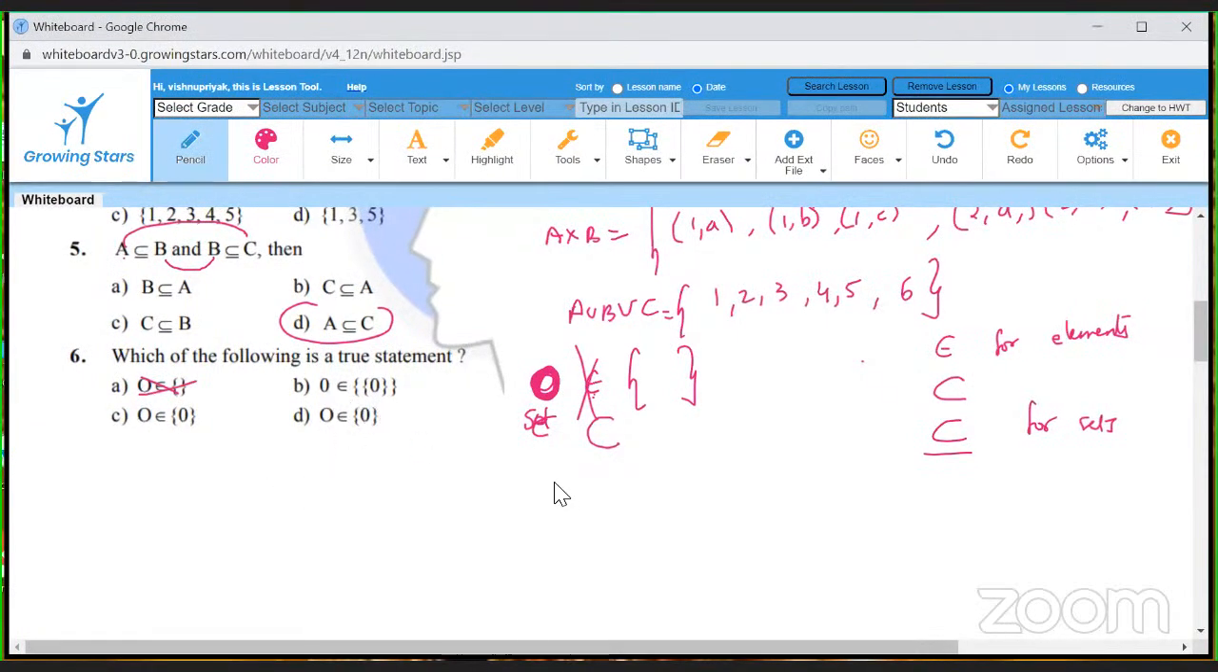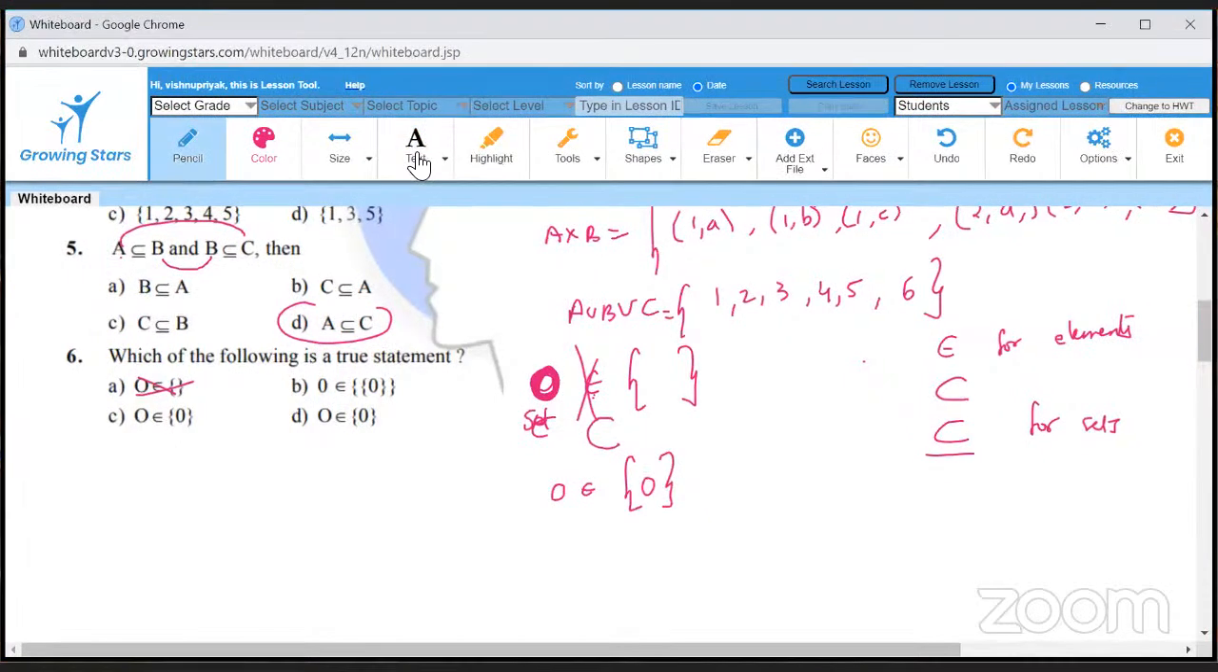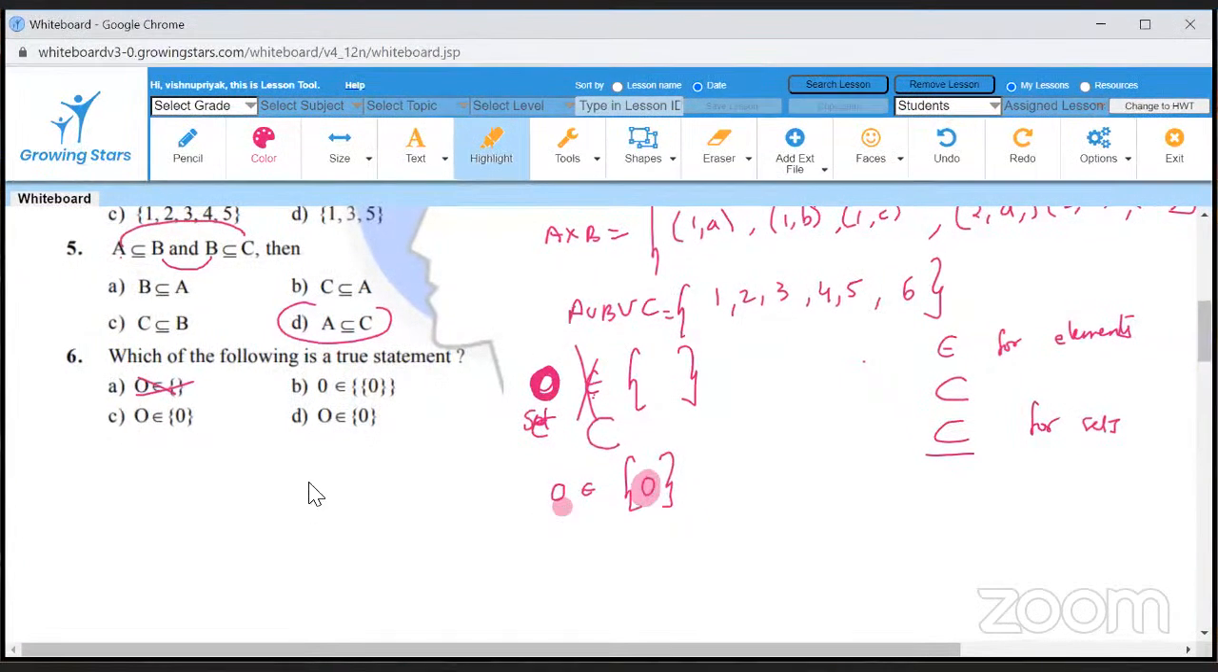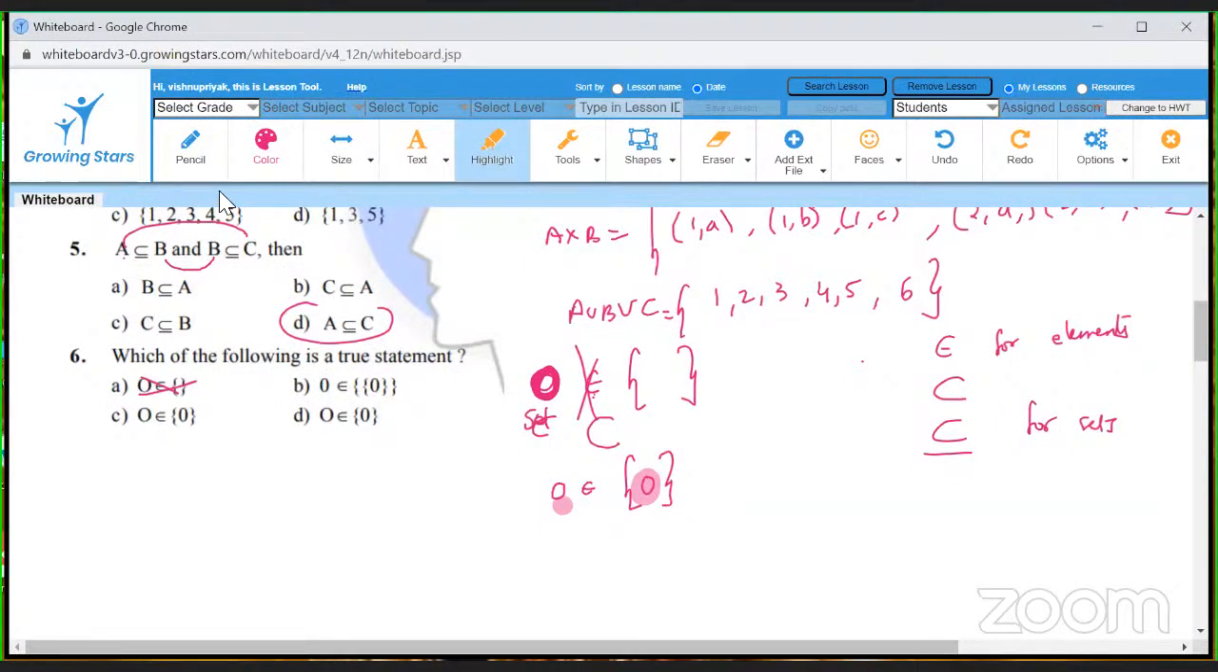Next, 0 element belongs to this set. What is happening? 0 is an element in this set, but they gave something else. So this is wrong.